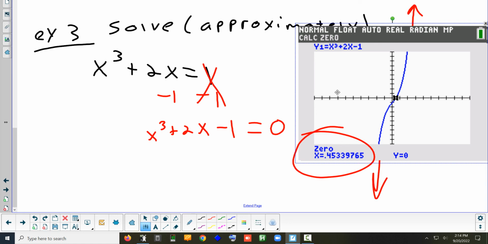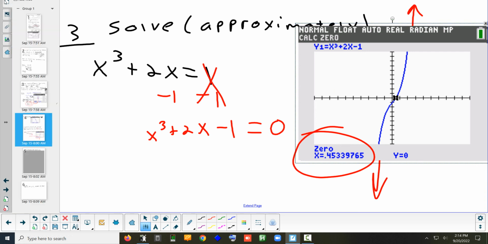So this isn't a problem where you'd be able to guess the answer. Right? You're not going to guess that the answer is 0.45. So you've got to know how to do it on the calculator. Any questions on that one?